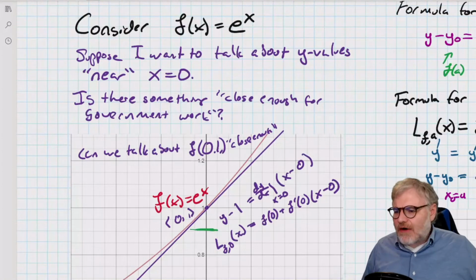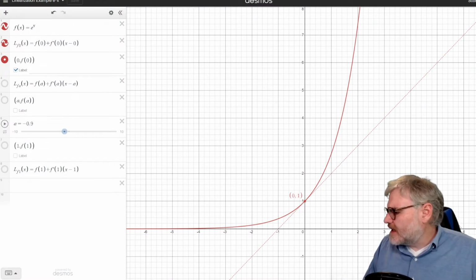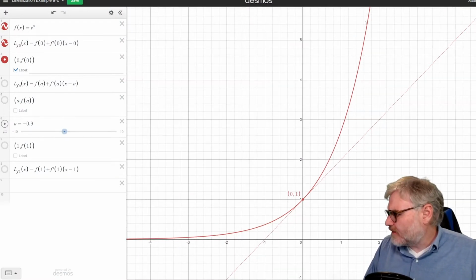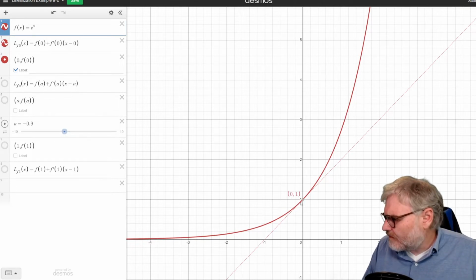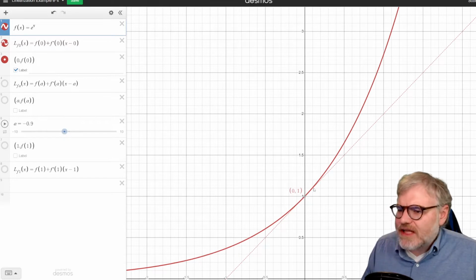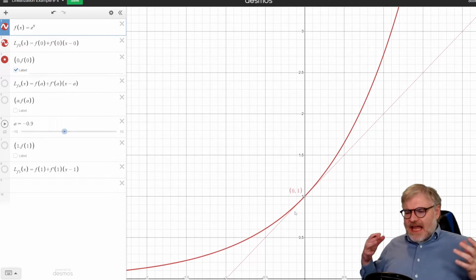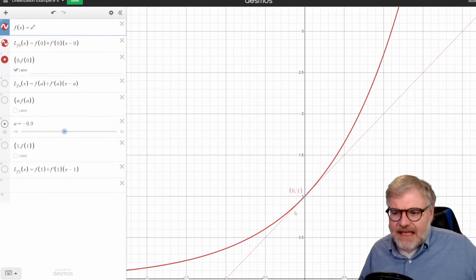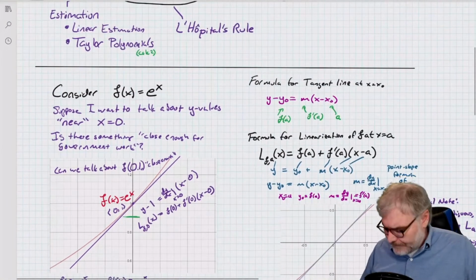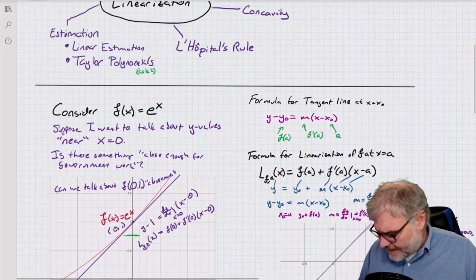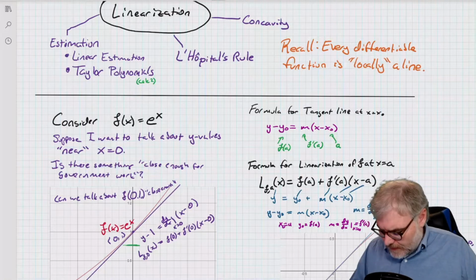Well, it turns out that the tangent line at 0 is a horrible estimator for things like over here. But for values around 0, the tangent line is actually pretty close. So I end up sticking near this. And this goes back to the big idea that every differentiable function is locally linear. So let's write that down. If I keep that in mind, that's the intuition about what's going on here.